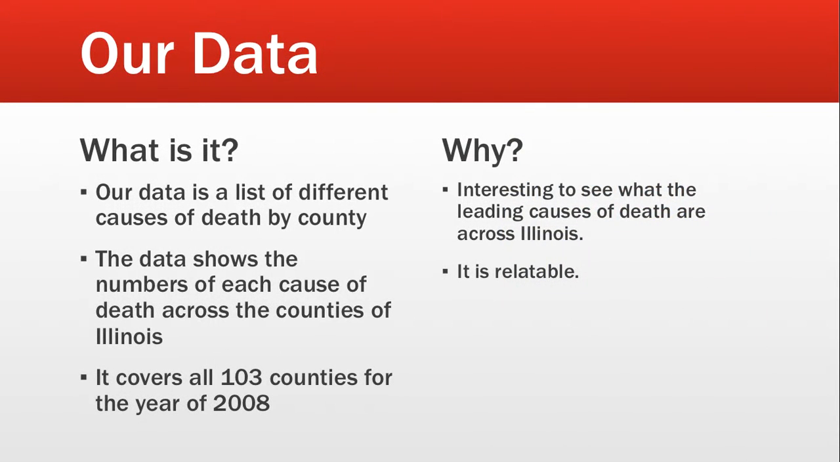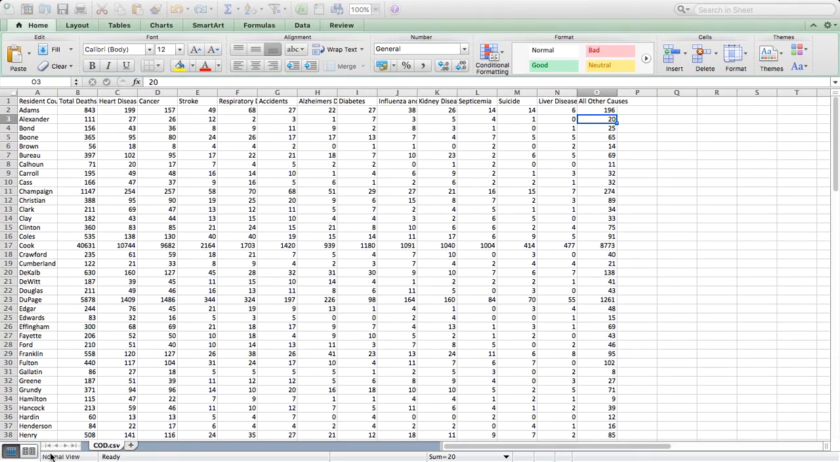Our data. In a moment I'll show you exactly what our data looks like, but to give you a quick breakdown, our data is a list of different causes of death by county. The data shows the number of each cause of death across the counties of Illinois, and it covers all 103 counties. We thought it would be most interesting because we would get to see the leading causes of death across Illinois. We also liked it because it was relatable to the majority of us in this class since we are mostly from Illinois.